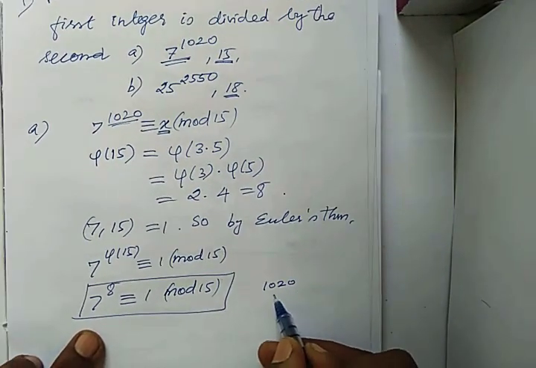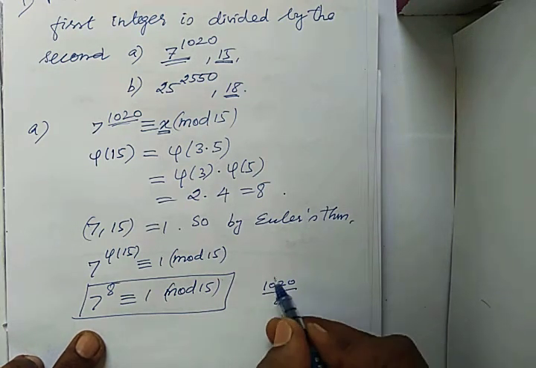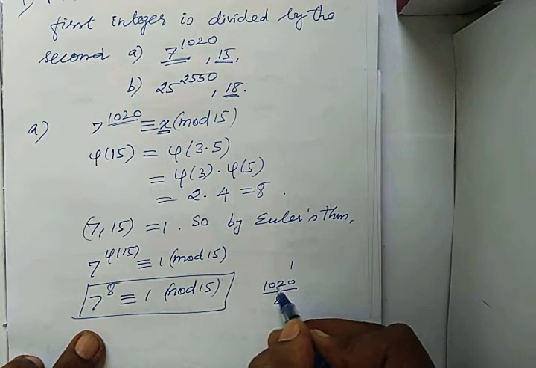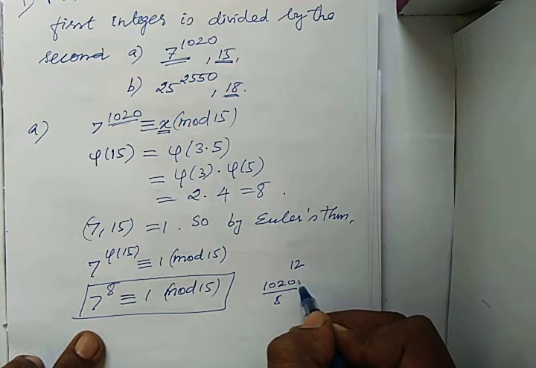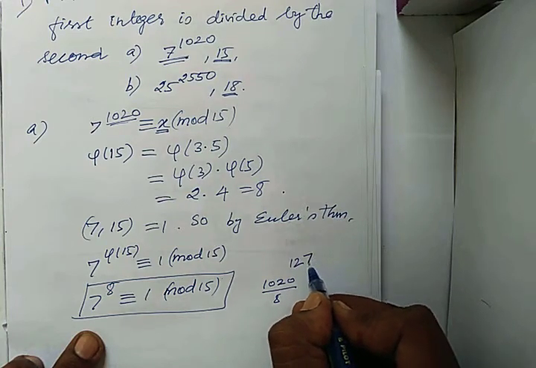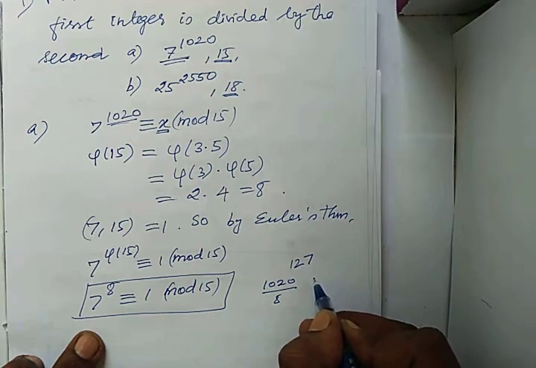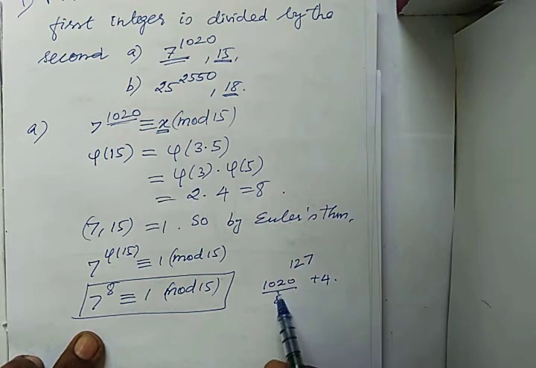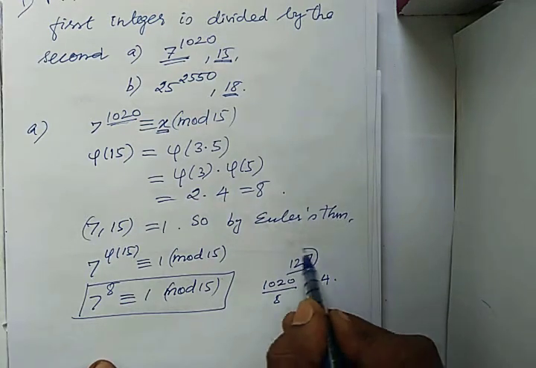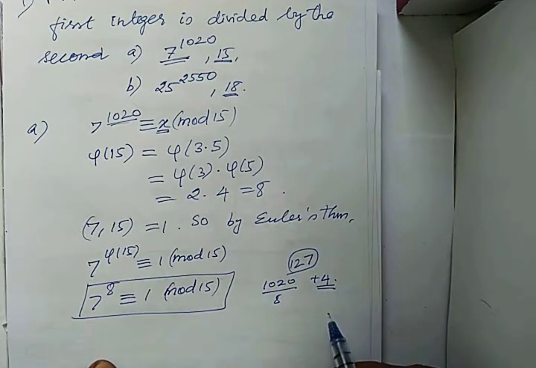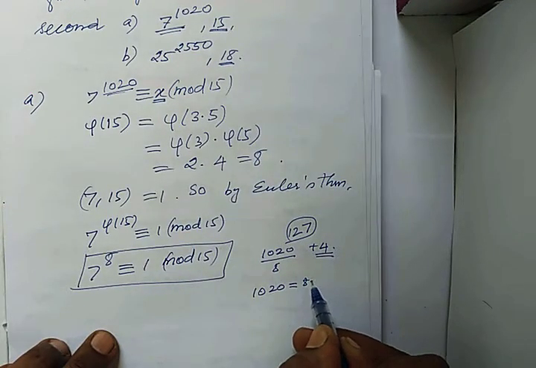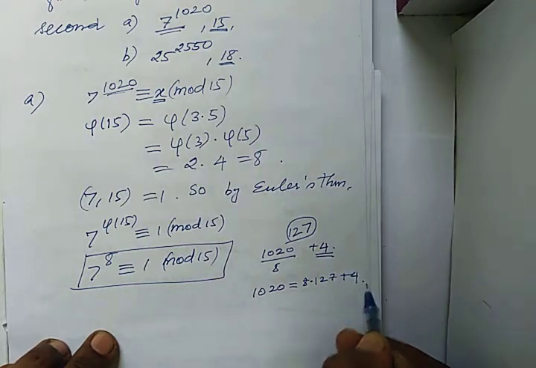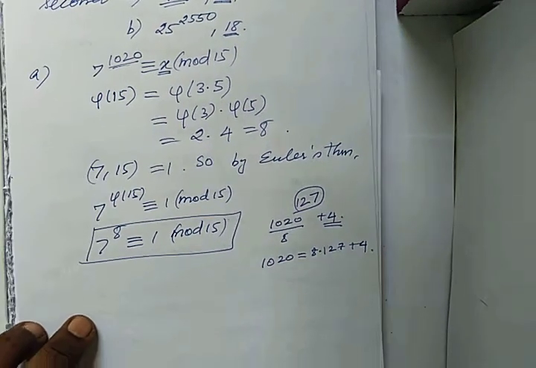1020. Now divide 1020 by 8. If we divide this number by 8, we will get 127 times 8 and a remainder 4, right? What I am saying is that 1020 can be written as 8 into 127 plus 4, right?